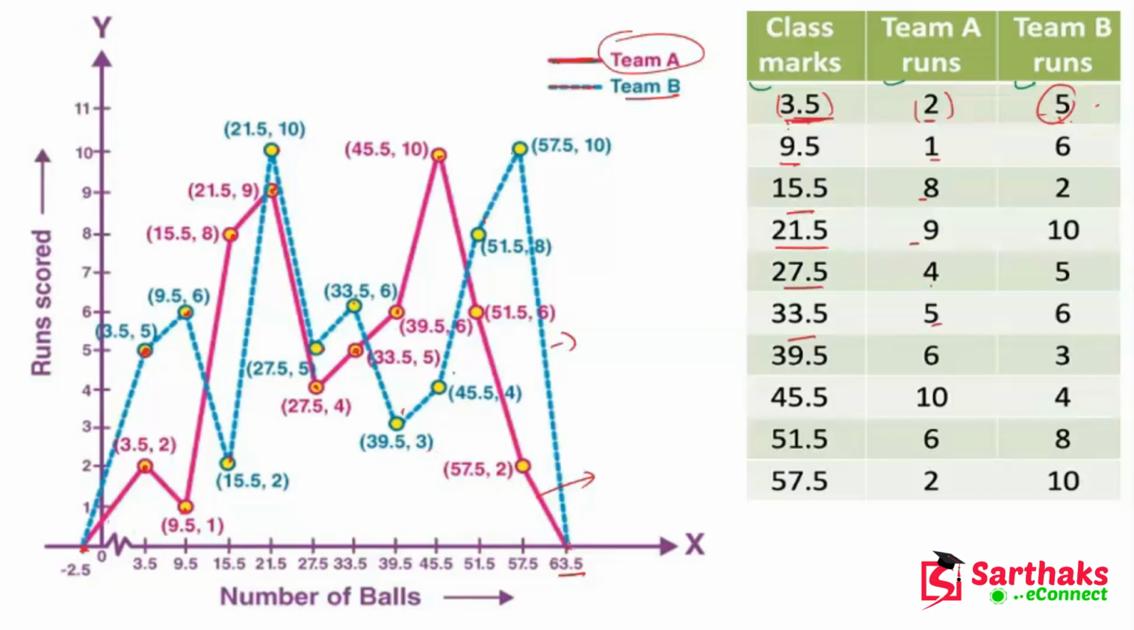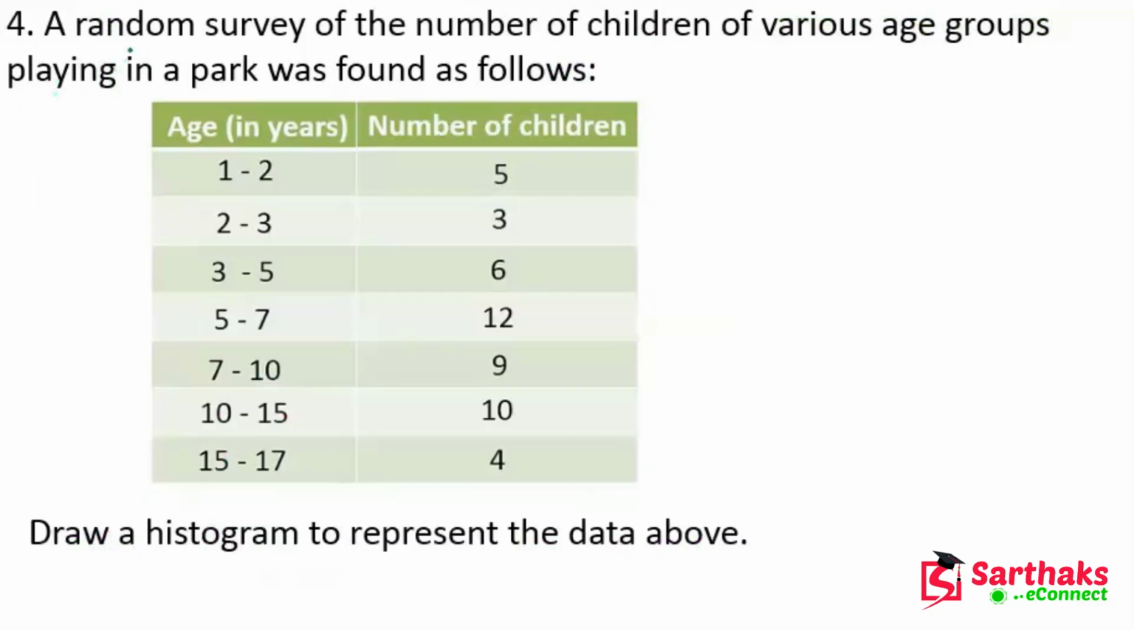So now let's move on to the next question. Here you can see a random survey of the number of children of various age groups playing in a park was found as follows. We have the ages in years and the number of children. There are a total of five children having the age between 1 to 2, three children having the age 2 to 3, and so on. Now draw a histogram to represent the above data.